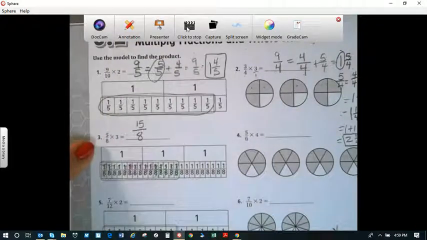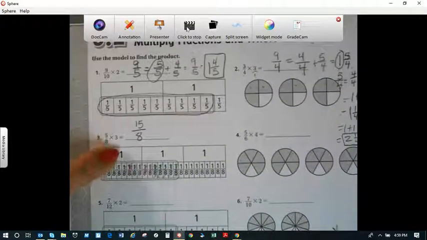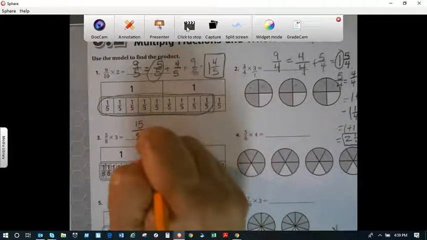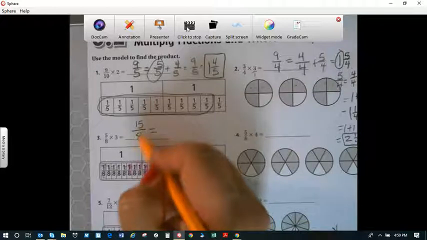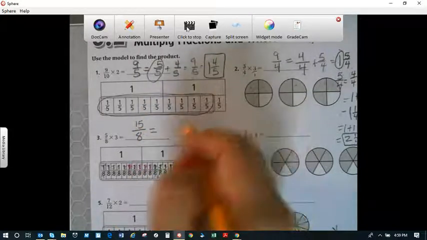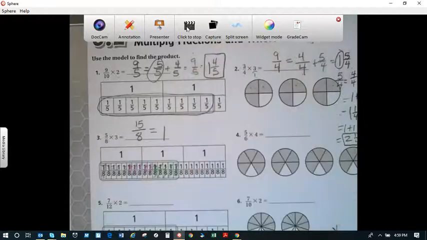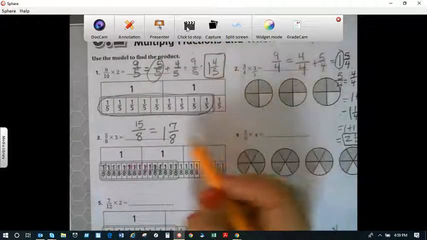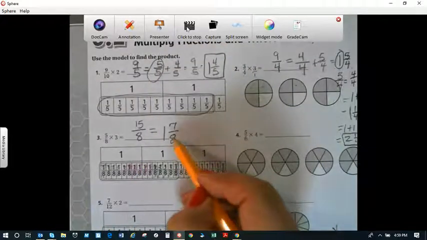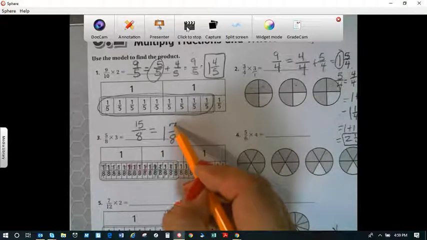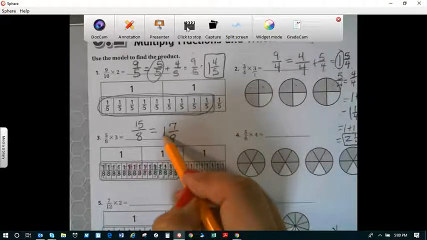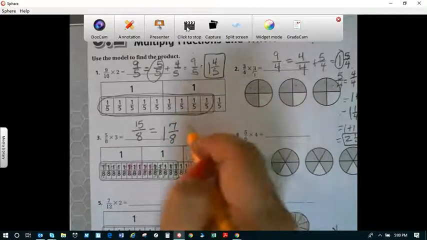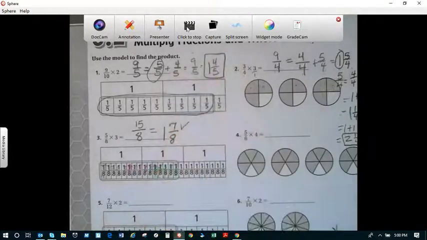Because here, again, it was 5/8 times 3. Okay? Now, how do I simplify it? Well, another way of doing it is 8 goes into 15 how many times? 1 time. And how many are left over? 7. Okay, to check my work, we do my denominator times my whole number plus my numerator. So it's 8 times 1 is 8 plus 7 equals 15 eighths. And so my answer is correct.